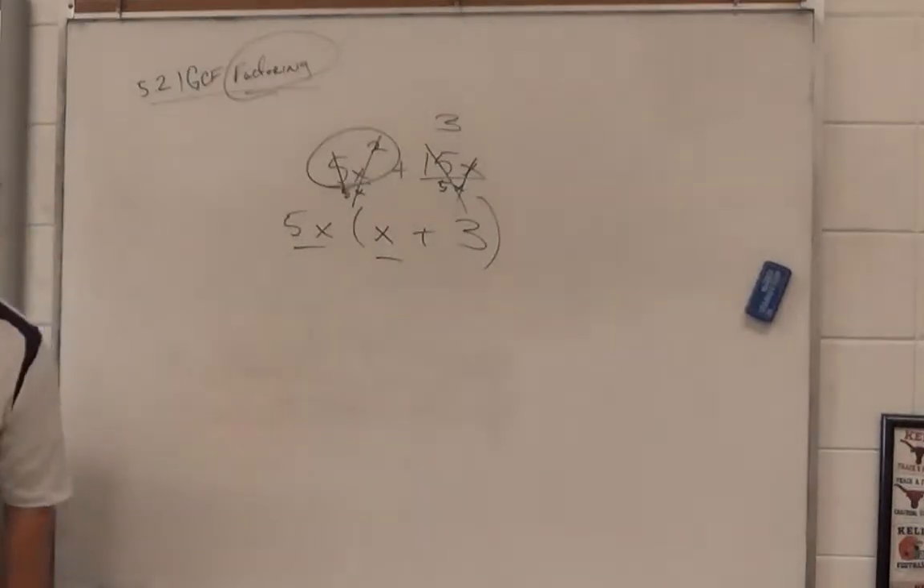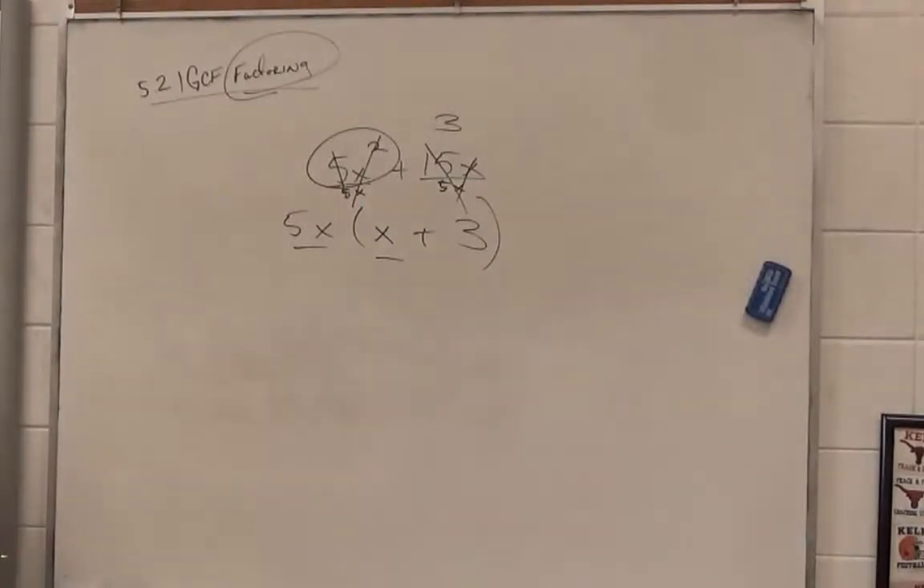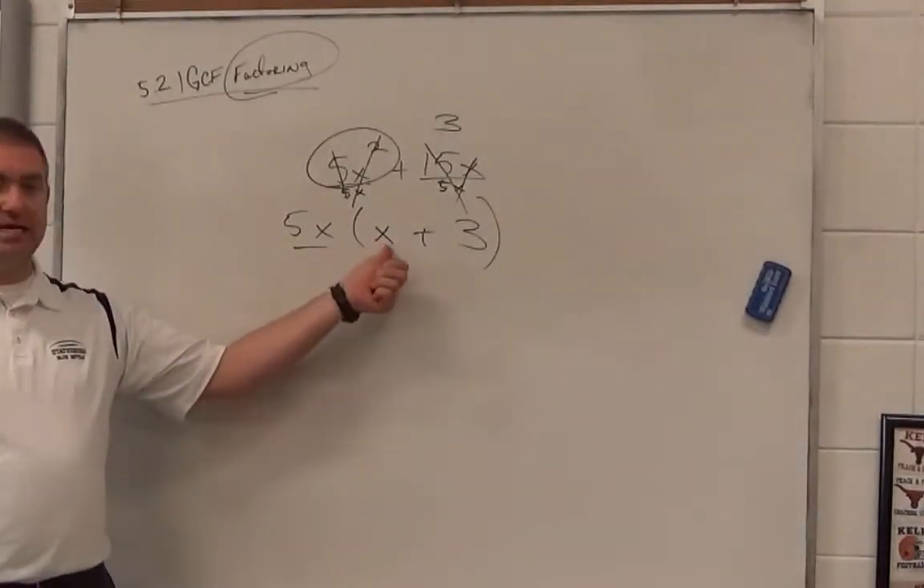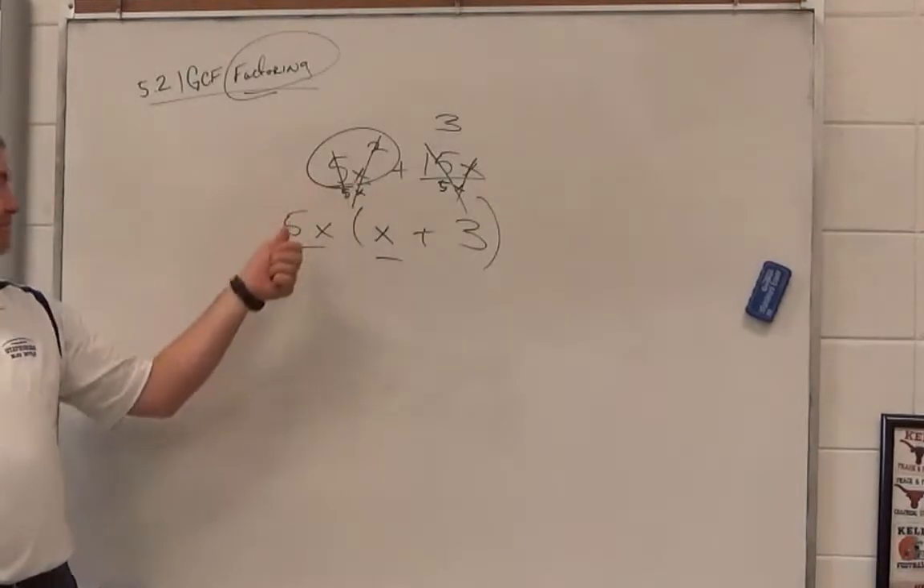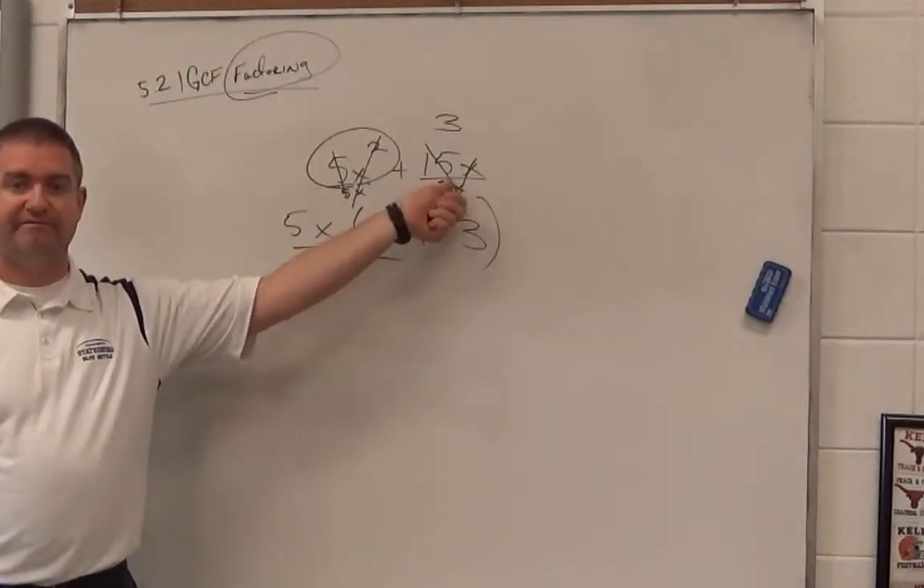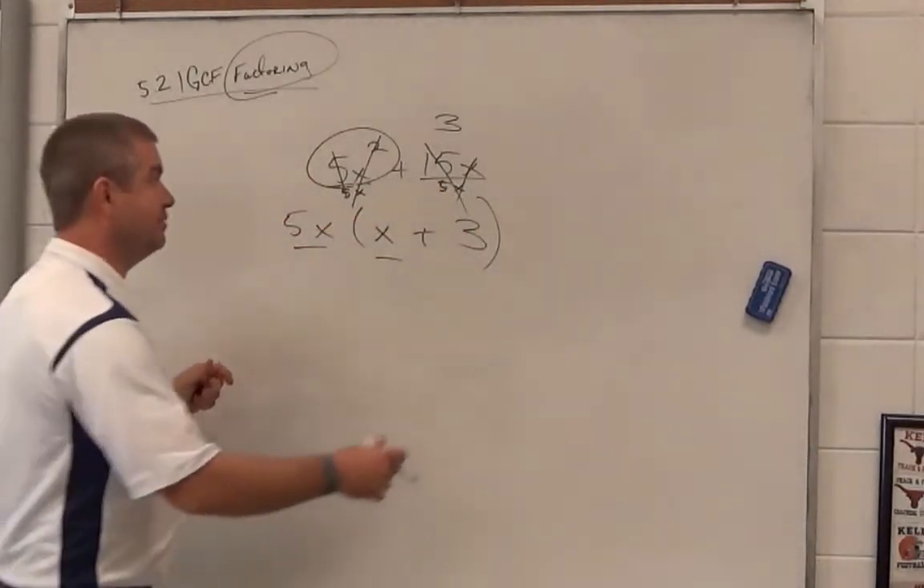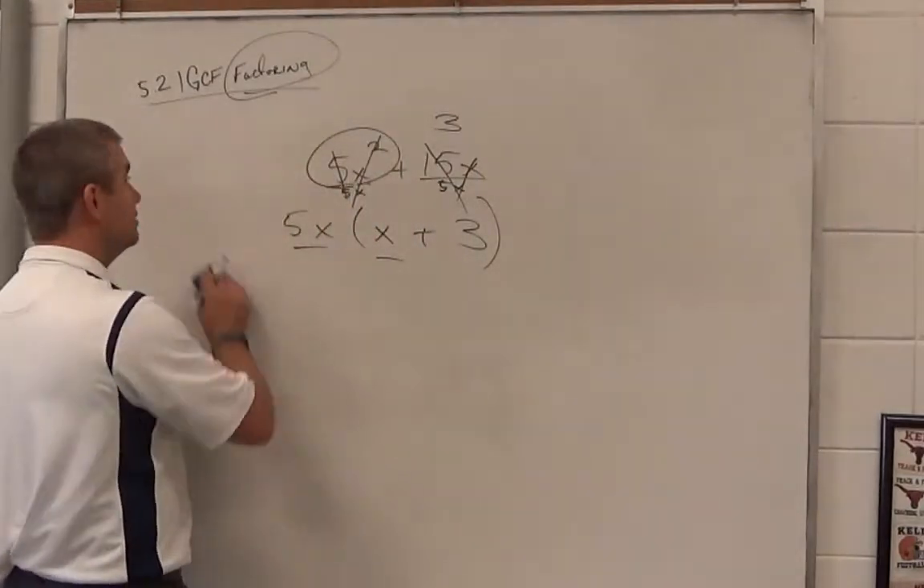How do we check it? Multiply. We distribute. What is 5x times x? 5x squared. What is 5x times 3? 15x. And we're done. Piece of cake. That's quite easy. Questions? I'll leave this one up.